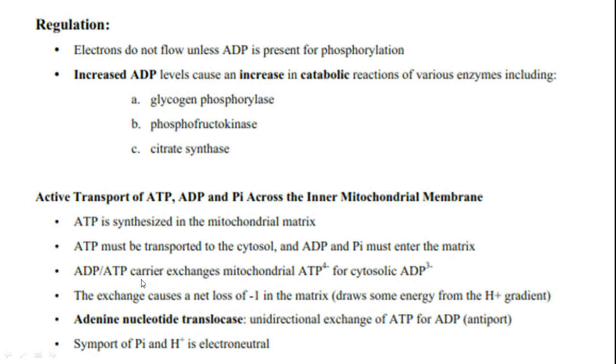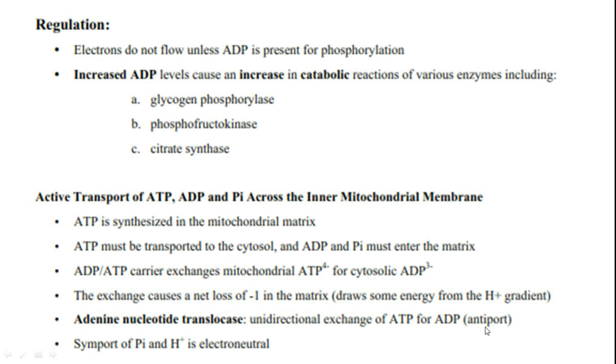Now this ADP-ATP carrier exchanges mitochondrial ATP for cytosolic ADP. This exchange causes a net loss of -1 because ATP contains -4 charges, whereas ADP has -3. So there will be a net loss of -1 in the matrix because it draws some energy from the proton gradient. So adenine nucleotide translocase, the enzyme that does the unidirectional exchange of ATP for ADP, is this translocase.